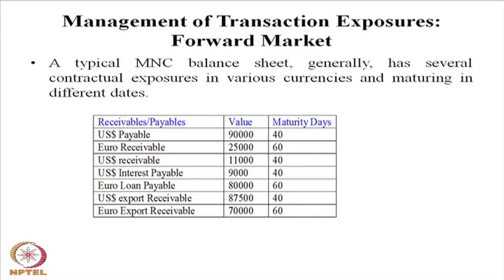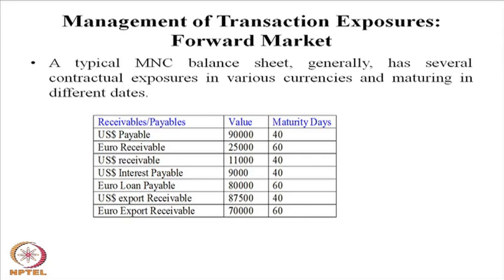Similarly, US dollar receivable $11,000: after 40 days the MNC will be receiving 11,000 US dollars. Similarly, US interest payable: the MNC might have taken some borrowing from the US market and needs to pay interest on that, in US dollars. So the US dollar interest payable due after 40 days is 9,000. Similarly, euro loans payable: the MNC might have taken a loan in euros and needs to pay 80,000 euros after 60 days.